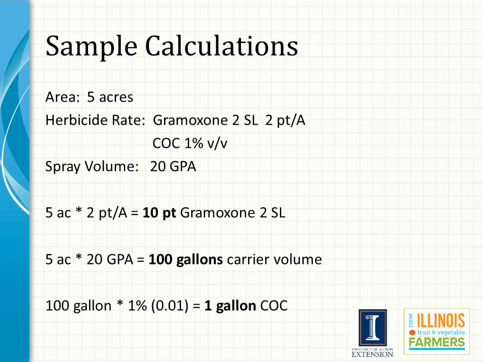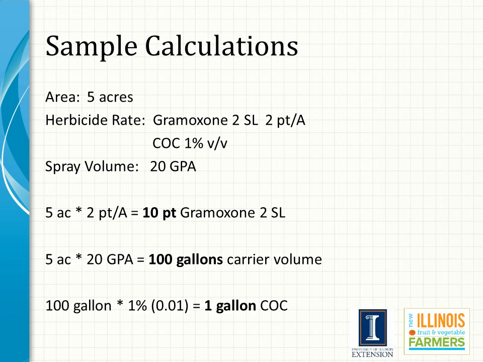Alright, for this example, we'll go back to our 5-acre area, and we're going to be spraying Gramoxone SL at 2 pints per acre. And we'll also be utilizing the adjuvant crop oil concentrate at 1% volume to volume, and note that this rate is based off of the total carrier volume, not off of a per acre basis. Next, we will have our spray volume, which will increase since it's a contact product up to 20 gallons per acre. So to figure out the amount of herbicide needed, we'll again take the acreage times the herbicide rate, giving us 10 pints of Gramoxone needed.